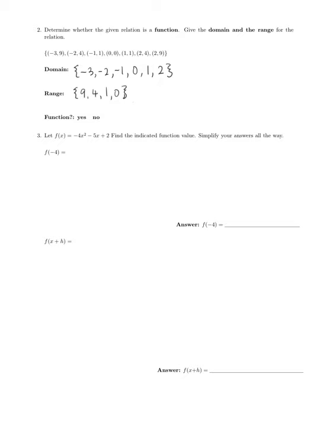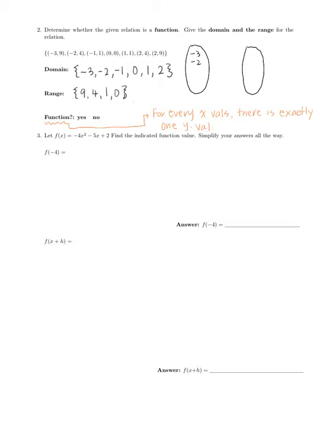Now the next question: is this relation a function? Yes or no? Please note that if the relation is a function, then every x had better have exactly one y value. I just wrote that out. I'm a very visual person, so I usually draw a picture. Here's my domain, and this is my range. The domain values are -3, -2, -1, 0, 1, 2, and here you have 9, 4, 1, and 0.